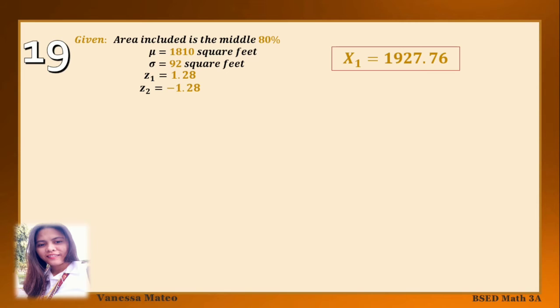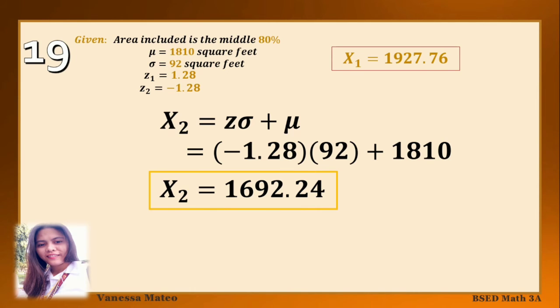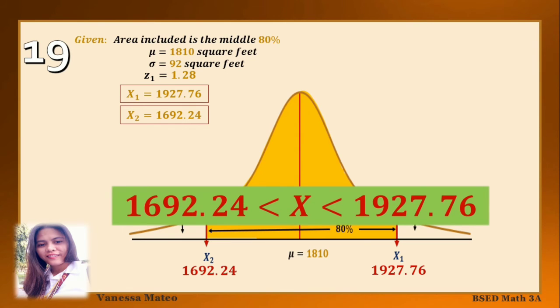Now let us find the minimum value using this formula again, and just plug in the corresponding values. So we have the product of negative 1.28 and 92 plus 1,810. With the use of our calculator, x sub 2 is equal to 1,692.24. We now have the minimum size of the homes the contractor should build. Therefore, to include the middle 80% of the market, the contractor should build homes with a size of more than 1,692.24 square feet but not exceeding 1,927.76 square feet.